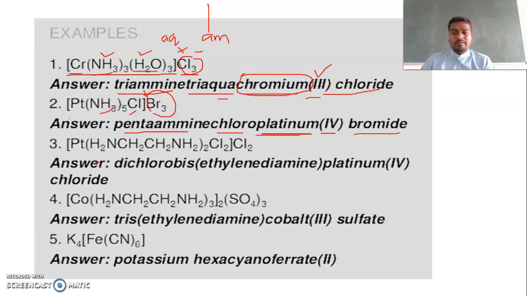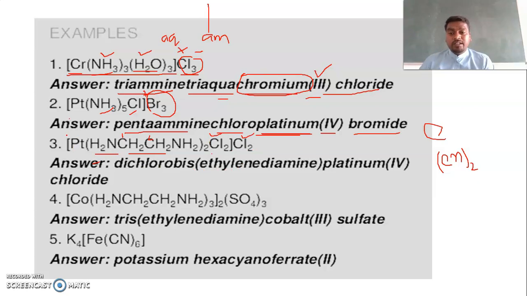And similarly this one. So Pt, H2N, CH2, CH2, NH2. This is a ligand, a bidentate ligand. There are 2 CH2, that's why ethane 1,2 diamine. This is 1 and this is 2. The name is ethane 1,2 diamine. Sometimes we indicate it by en. En is nothing but ethane 1,2 diamine. Okay, here ethane 1,2 diamine and chloride, and there are 2 different chlorides. This is a ligand chloride, this is a counter ion.